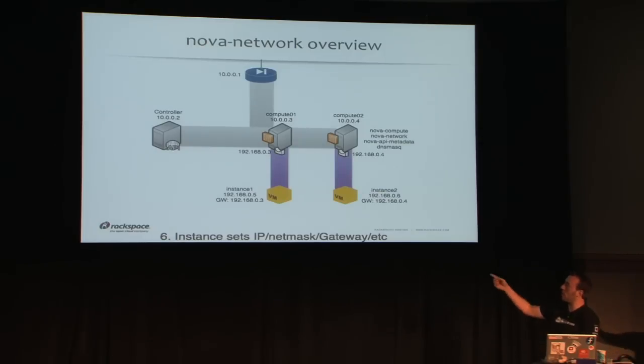So in this world, if I were talking to Google from VM1, I would get NATed at the compute host, and I would appear to be coming from 10.0.0.3, and I would go out whatever default gateway that compute host has, assuming you don't have some other route in place. So there's not actually a need for port forwarding. OpenStack handles that for you.